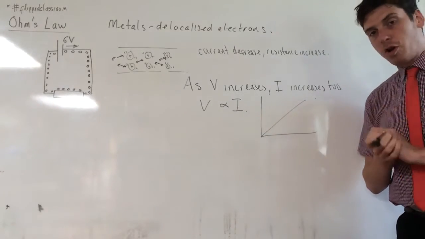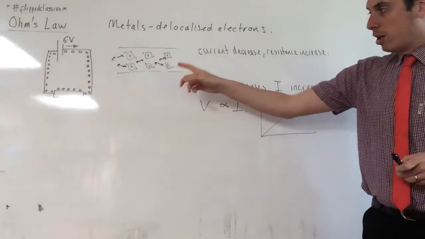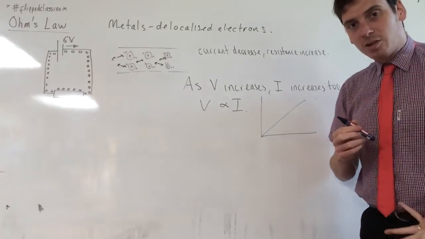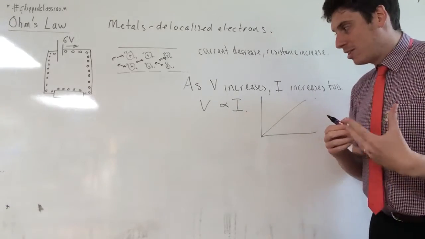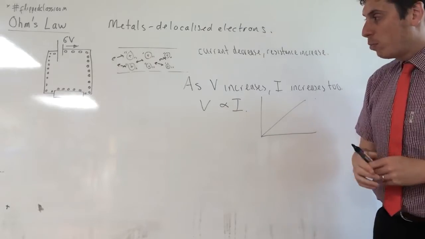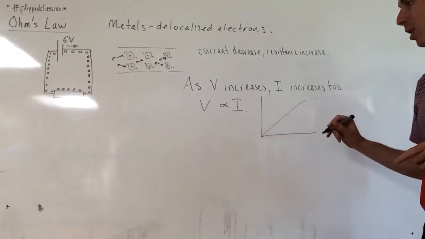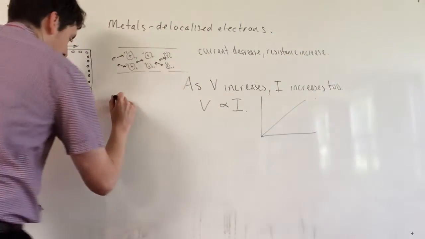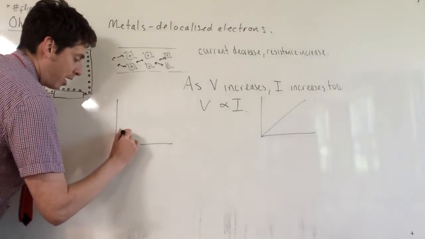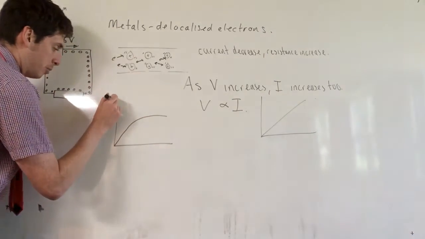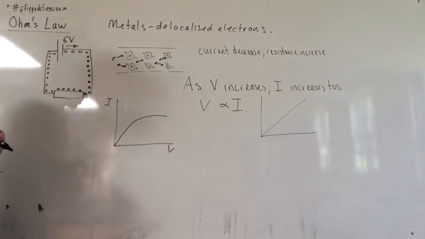Now that's only true if the temperature stays the same. I said voltage there, that's an error, I mean temperature. If the temperature stays the same, this is true. If the temperature increases, you have more collisions and your resistance goes up. We can see this when we have a look at the behaviour for a filament lamp. If we have the behaviour for a filament lamp, then the current eventually decreases because of these collisions.